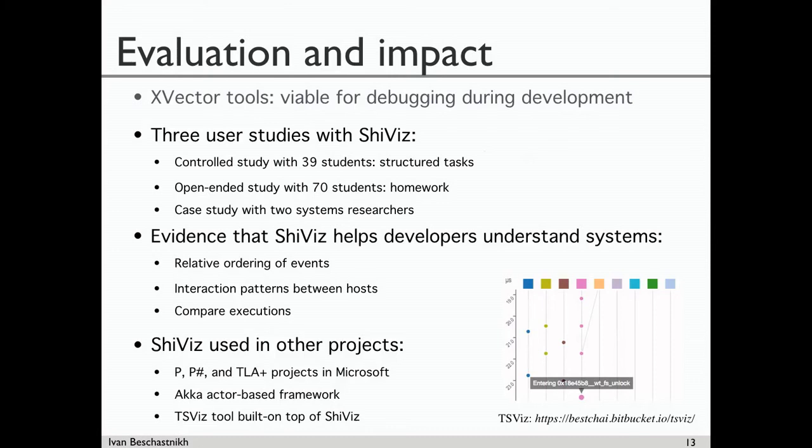I should also note that ShiViz has been used by other projects, including projects at Microsoft and the Akka open source actor-based framework, and we have built other tools on top of ShiViz, such as a tool to visualize not just the partial ordering, but also the total ordering between events.